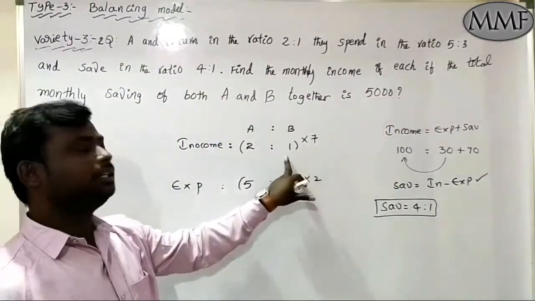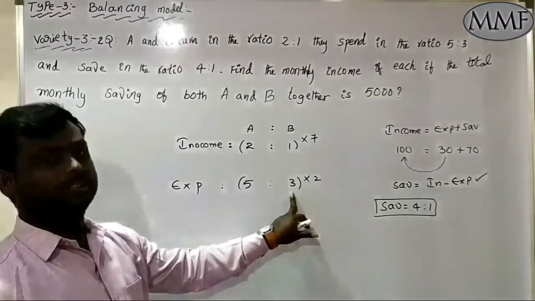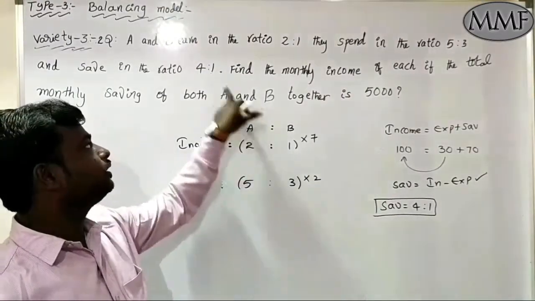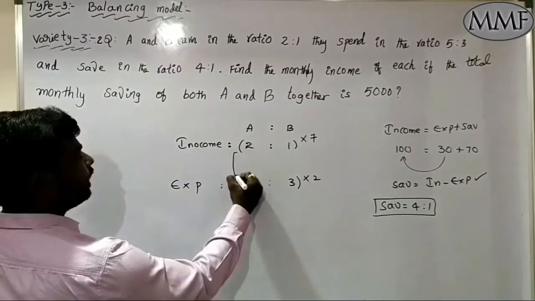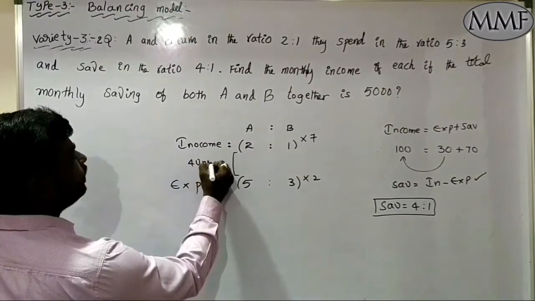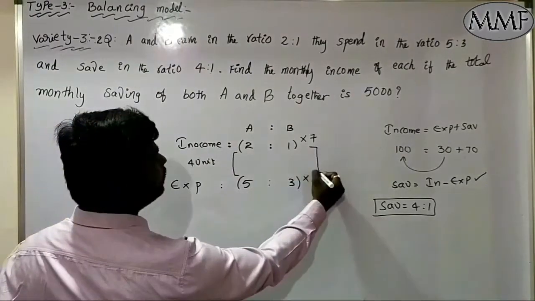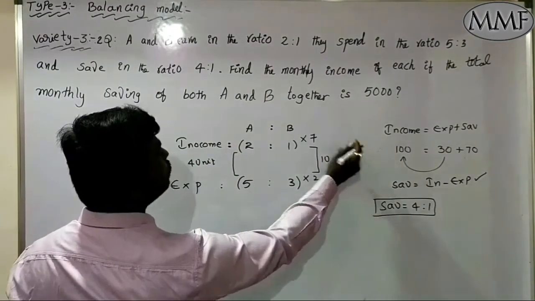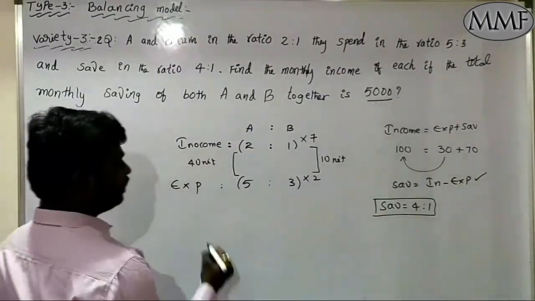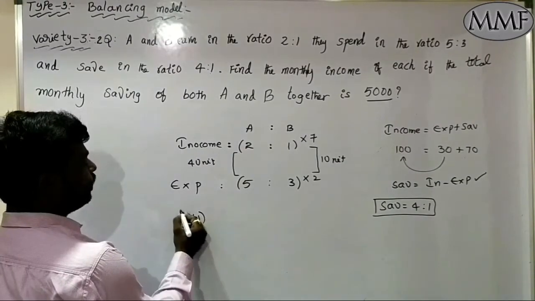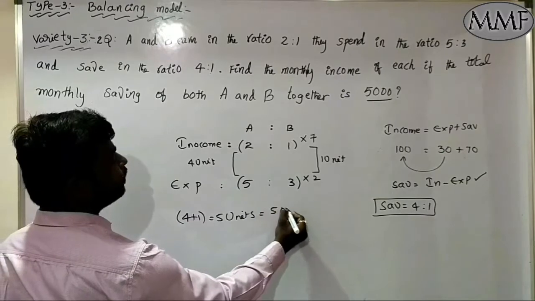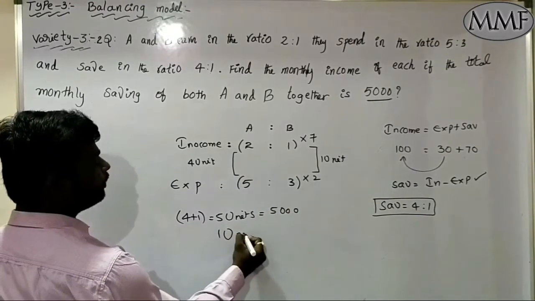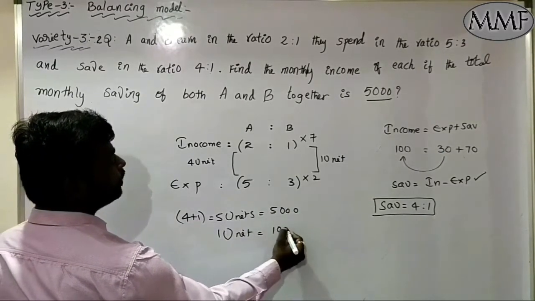Next. 7 1s are 7. 3 2s are 6. 7 minus 6, how much is it? 1. Yes. Are you getting same ratio? Very good. So here gap is 4 units as a saving. Here gap is 1 unit as a saving. Now total saving given in the question is 5,000. That is 4 plus 1, 5 units is equal to 5,000. What about 1 unit here? 1 unit is nothing but 1,000.